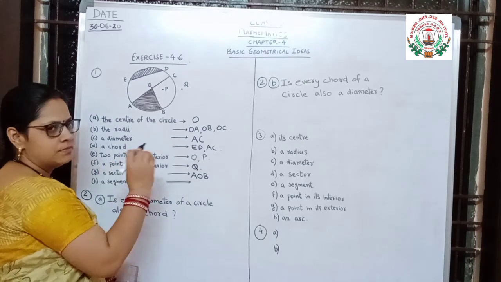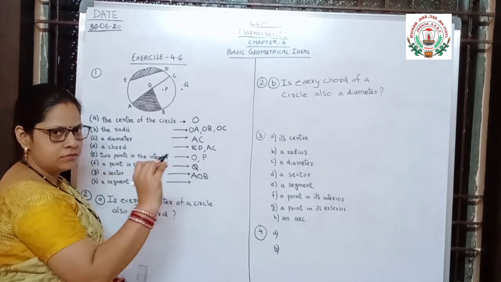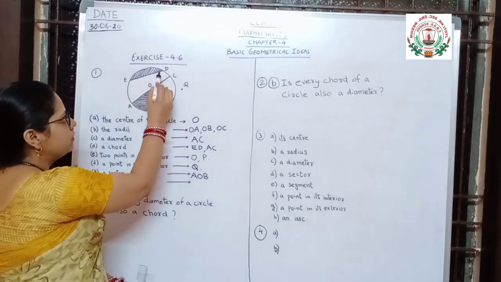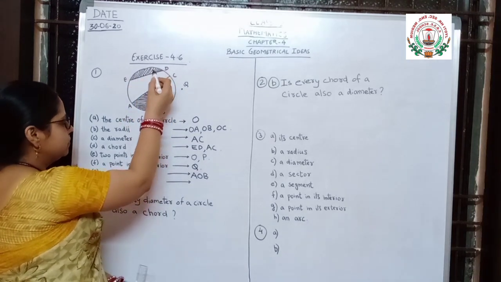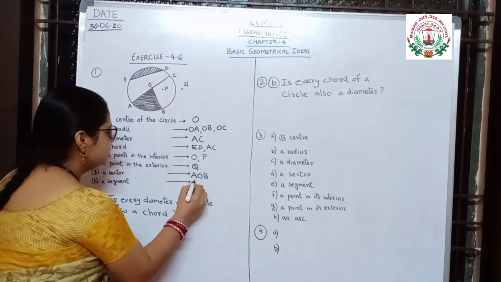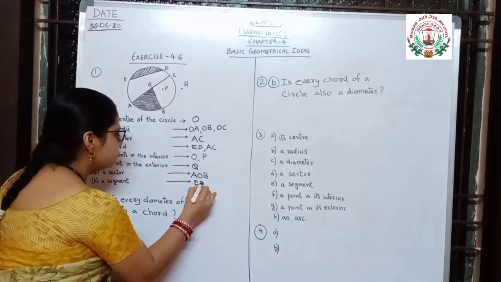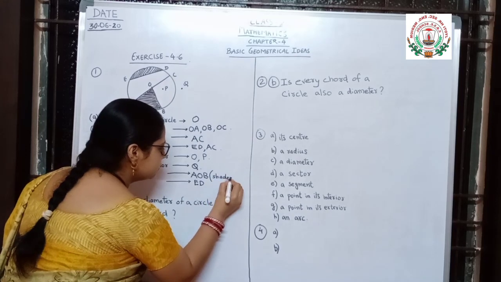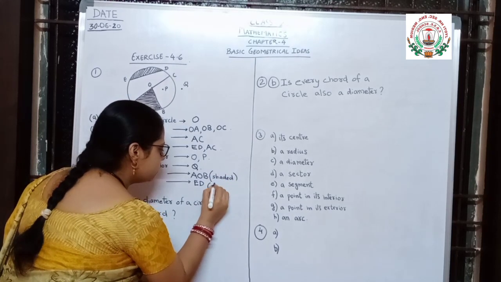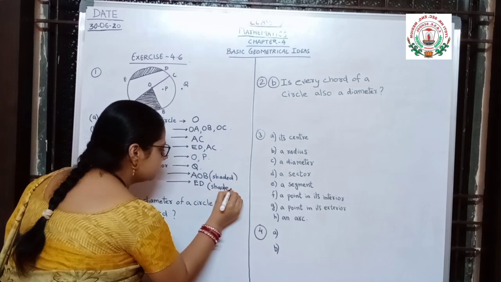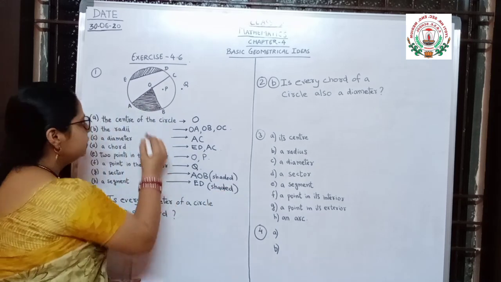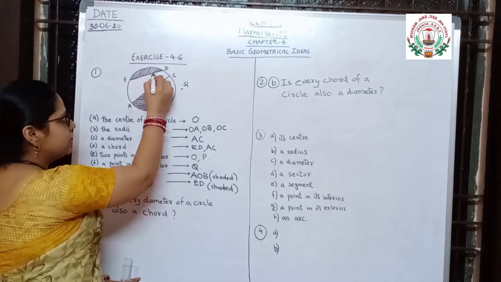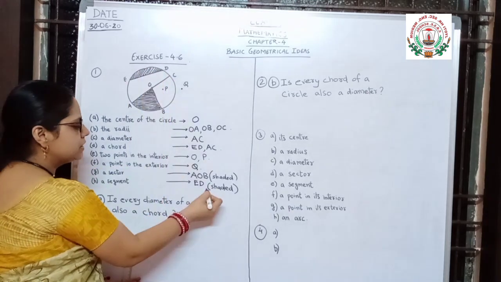Then the segment. Segment is the shaded part formed by the chord. This is the chord and the shaded part. So ED. In bracket you can write down shaded. Here also and here also. Then it will be more clear. This shaded part of the angle is the sector and this shaded part of the chord is the segment.